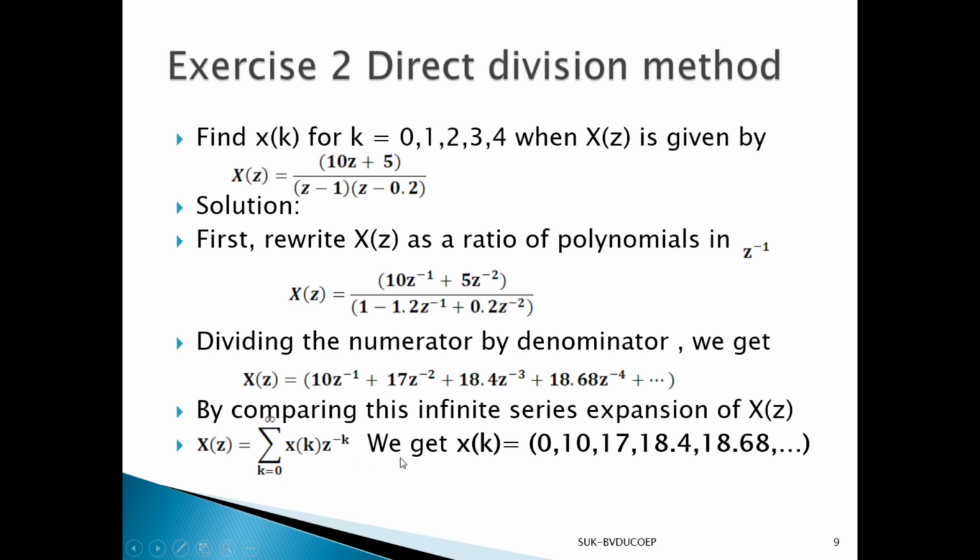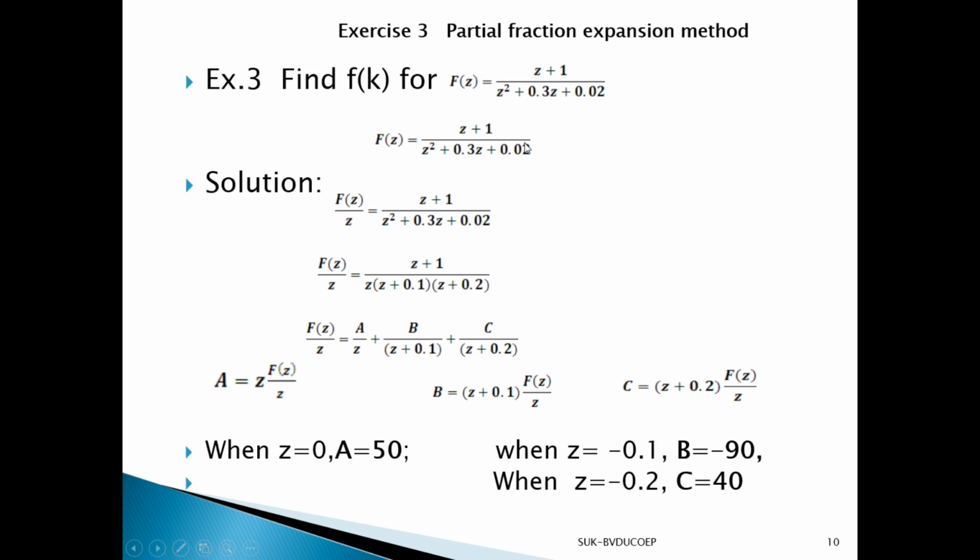So here, when we compare, the initial term will be 0 because z raised to 0 is not there. So that is the 0 term, and the z raised to 1 term is 10. Like that it is written. But this method is only applied in certain cases and is not generally used. Now, this is what you have studied in mathematics as partial fraction expansion.